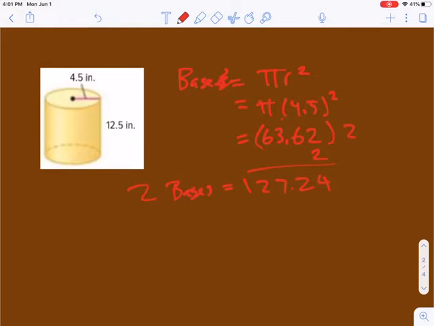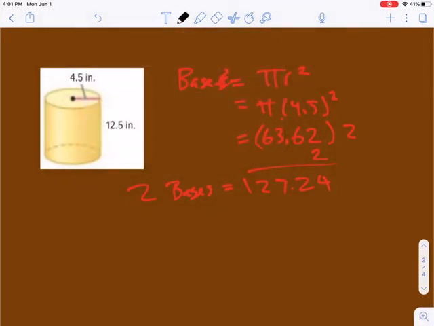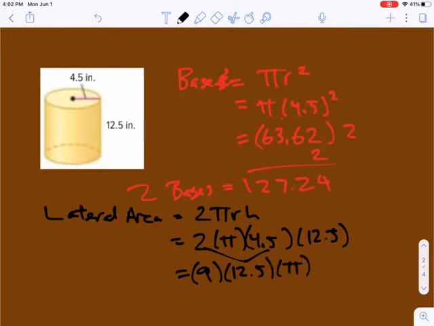And then there's the, I forget if they call this the lateral area, I believe that is what they refer to this as. The part that wraps around is called the lateral area. So the lateral area is 2 pi r h, which we figured out before. So 2 times pi, r is 4.5, and your h is 12.5. Let's do a little simplifying before we jump over to the calculator. 2 times 4.5 is 9, so we're going to have 9 times 12.5 times pi. Let's figure that out.